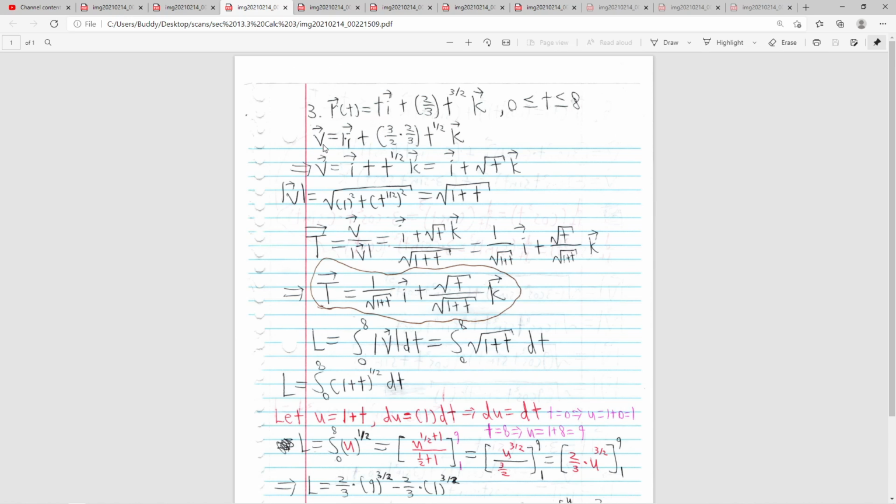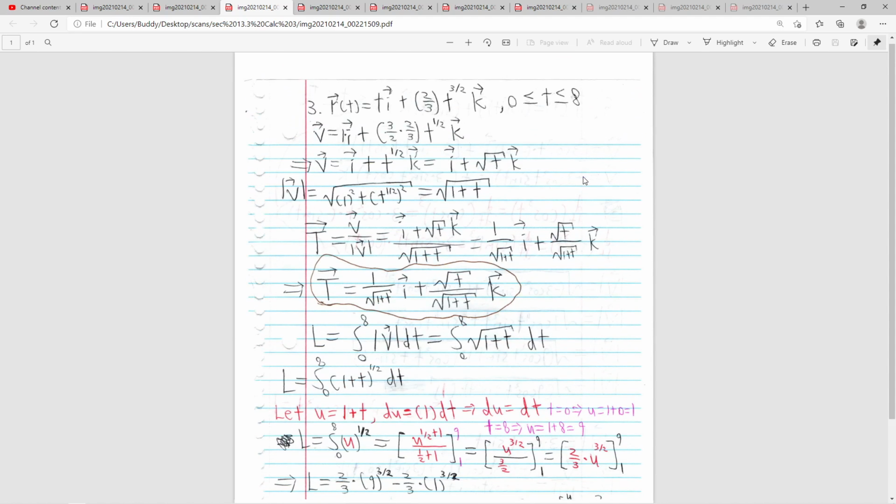So v is just i plus t to the 1/2 k, or i plus square root of t k. t to the 1/2 power and square root of t are the same, because raising to the 1/2 power means square root. The derivative of t is 1, and for 2/3 t to the 3/2, 2/3 is a constant, so you drop down the 3/2, multiply it, and you have t to the 1/2 because you subtract 1. It becomes just 1 times t to the 1/2. But that's simple.